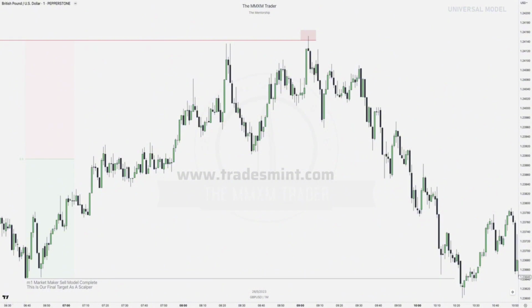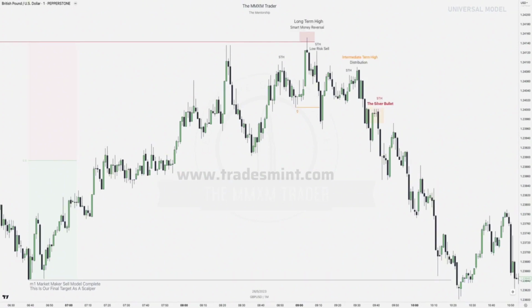Do you see what is forming over here? And I'll give you a hint. Think about second stage of distribution, right? Got that silver bullet formed, right? So we have that short-term high, longer-term high, and a short-term high to the right of it, that low-risk sell. We break structure, and once again we have that short-term high here, intermediate term high formed here, and then that silver bullet forms in that second stage of distribution. So multiple areas where you can get in, but this is the silver bullet area.